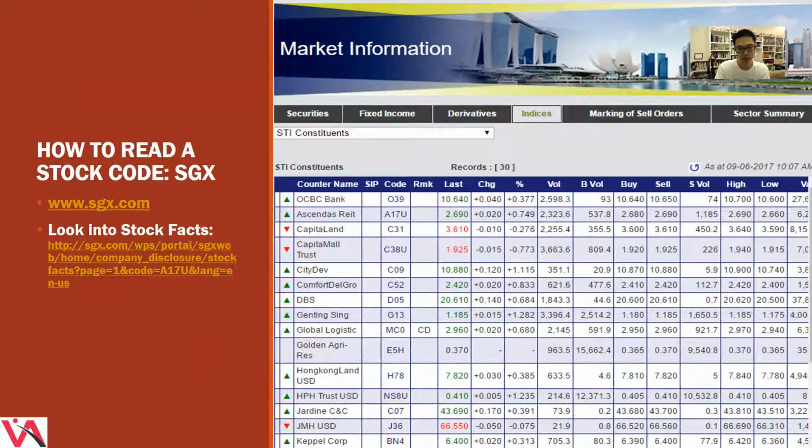Basically, if we go into the page and look at some of the company information, this is roughly what we will see, which has the counter name, SIP, code, and so on. We'll go through them one by one and what they actually mean. The counter name is just the name of the company or the security.